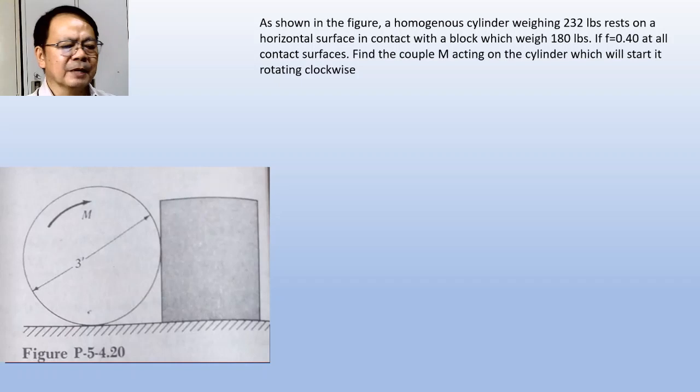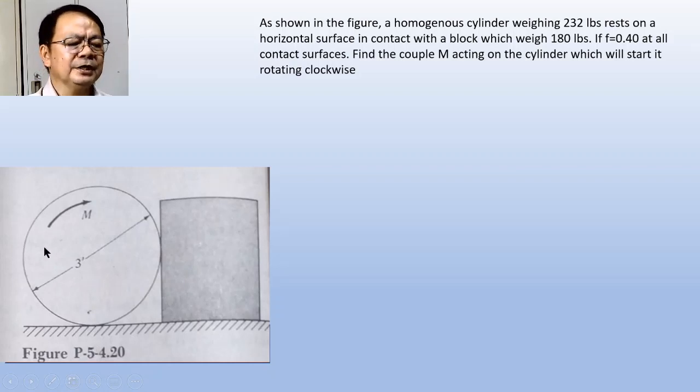Ipaliwanag natin guys ang problem, ano? So, in the problem, meron tayo ditong cylinder that rests on a horizontal surface and it is in contact with the block at this point. Ang weight ng cylinder ay given, which is equal to 232, while the weight of the block is 180. The coefficient of friction, ibig sabihin yung relative roughness of the cylinder and the block at this point is equal to 0.4. Ganon din ang relative roughness ng cylinder with the floor. It is equal to 0.4.